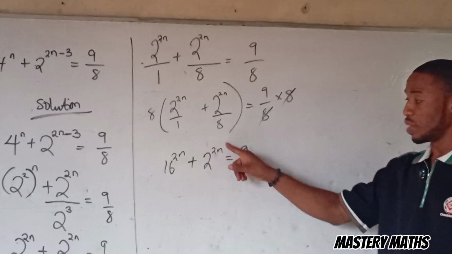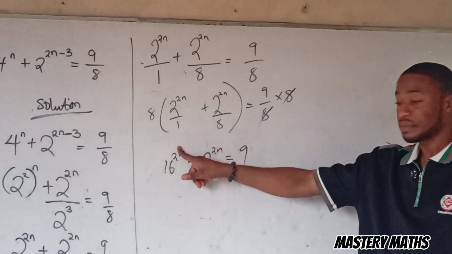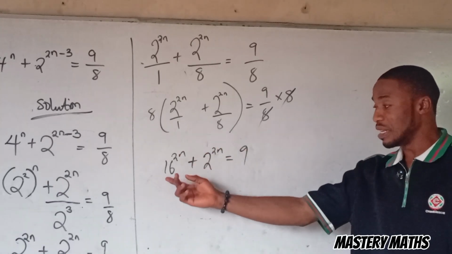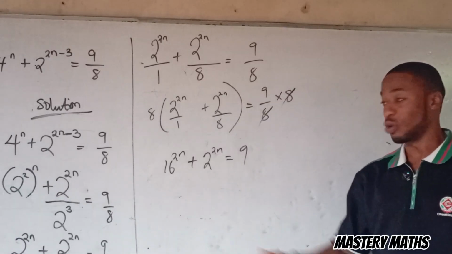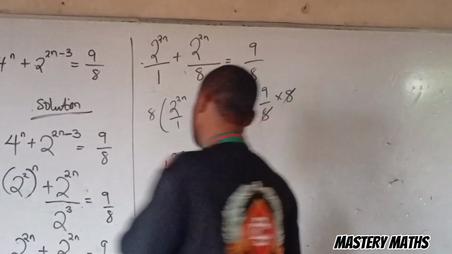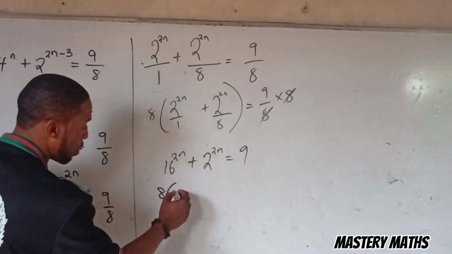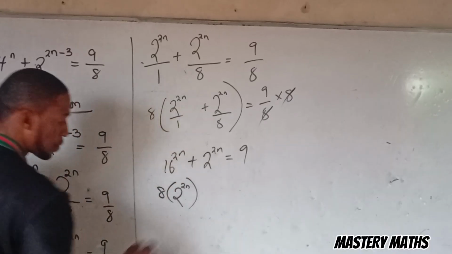You have 2 raised to the power of 2n. You have 16 raised to the power of 2n. Now, what do you think should be written here to make the bases equal? I believe you started thinking what should be here. Now, the right answer should be 8, open the bracket, 2 raised to the power of 2n.